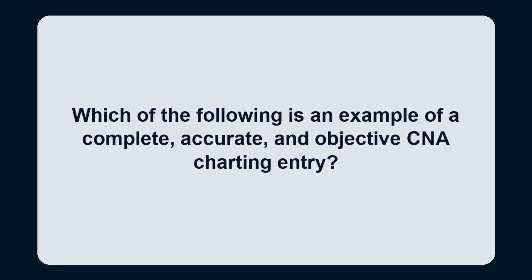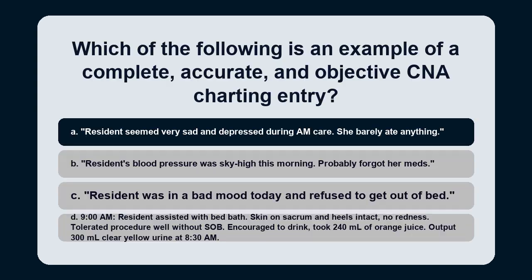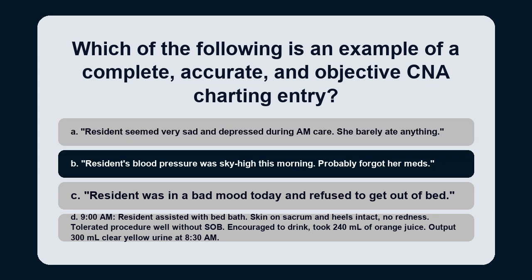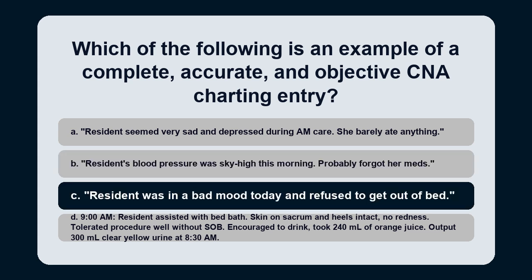Question 4. Which of the following is an example of a complete, accurate, and objective CNA charting entry? Option A. Resident seemed very sad and depressed during AM care. She barely ate anything. Option B. Resident's blood pressure was sky-high this morning. Probably forgot her meds. Option C. Resident was in a bad mood today and refused to get out of bed.